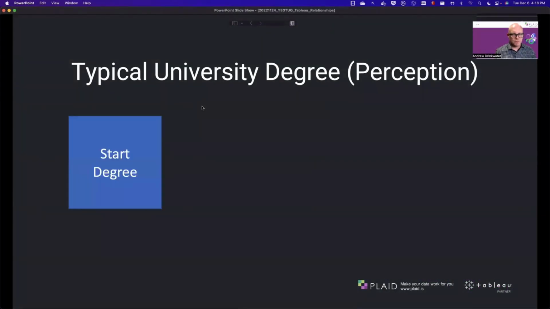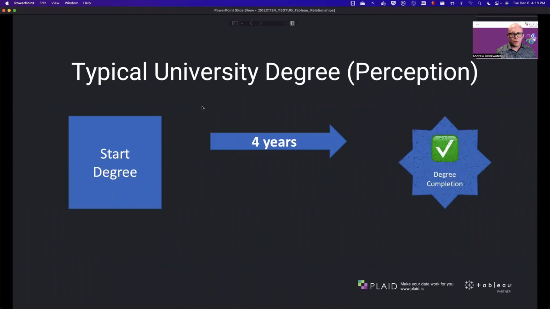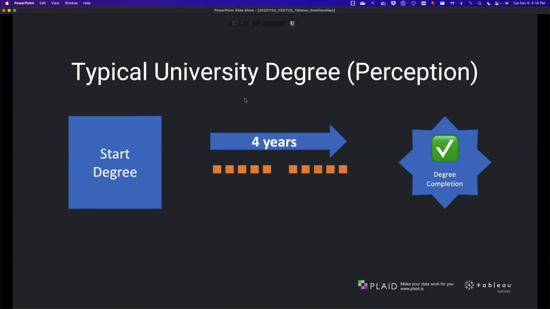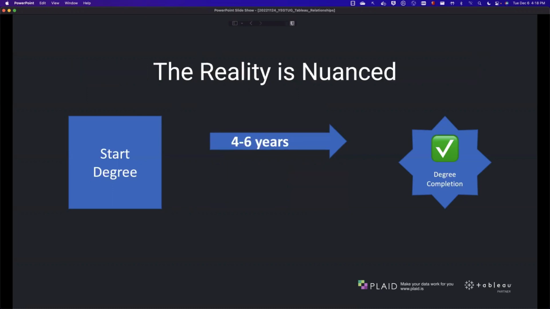So oftentimes, we assume that a student goes to a university and they complete a degree in 4 years, and that's fairly straightforward. We assume they take 5 courses per term in the fall and the winter, and they repeat this pattern for 4 years. However, the reality is often more nuanced.